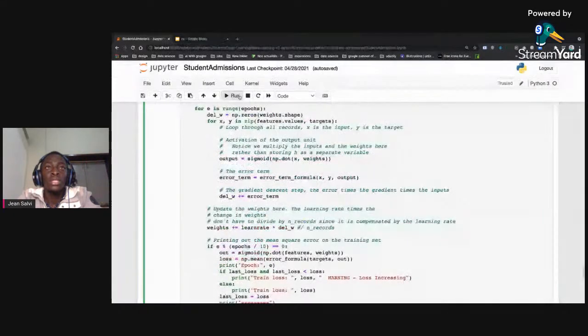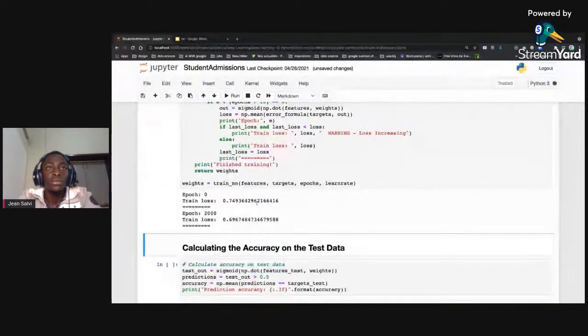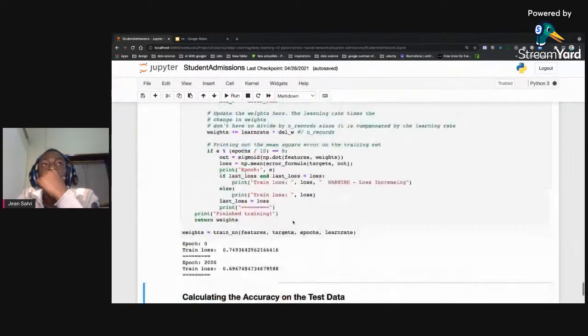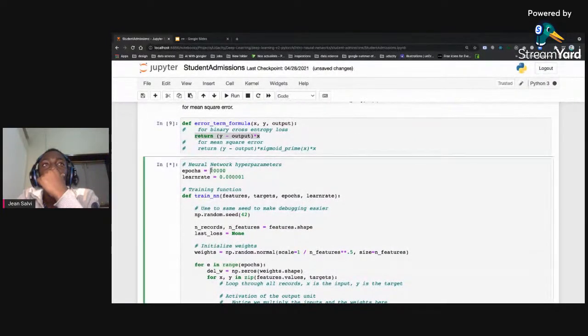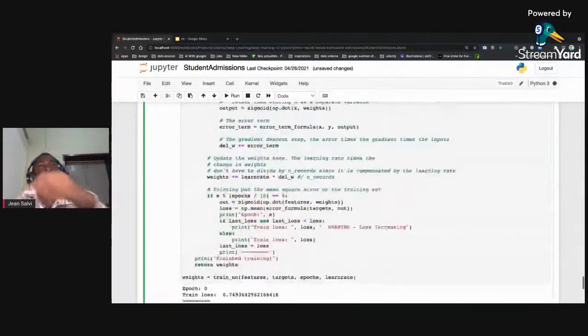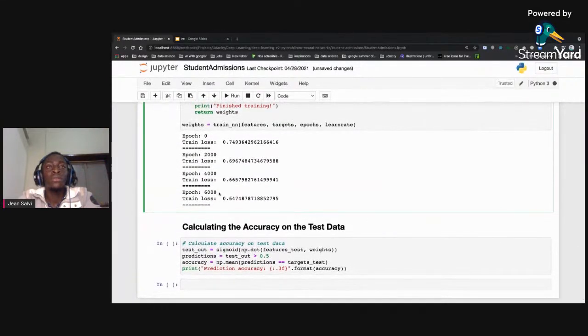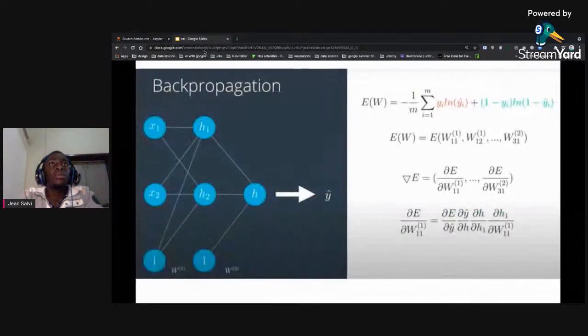As you can see, the train loss will somehow decrease. Again, I will share this code on GitHub. So I have to wait. As you can see here, I have 20,000 epochs, and the learning rate is 0.00001. So you have to take small steps. I have to wait for it to get to epoch 2000.